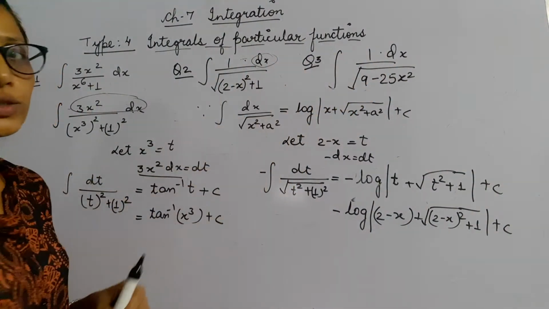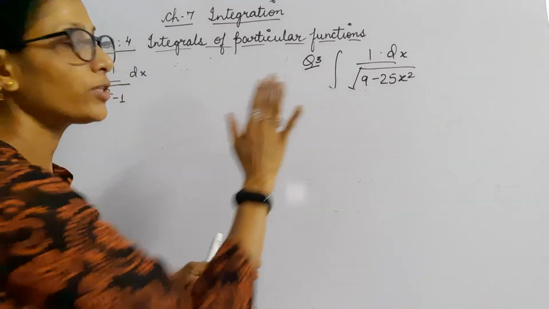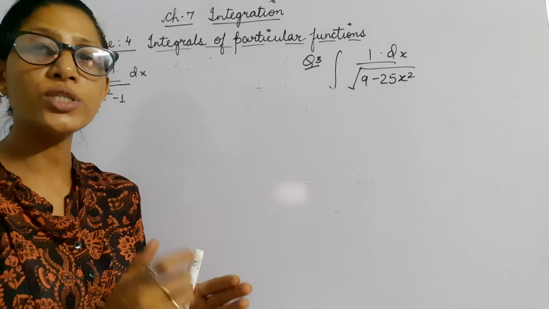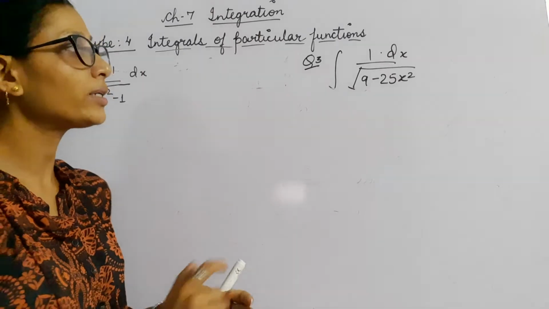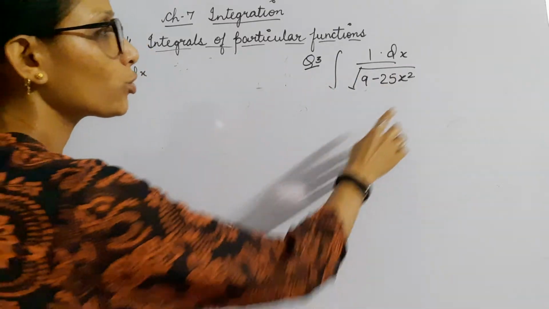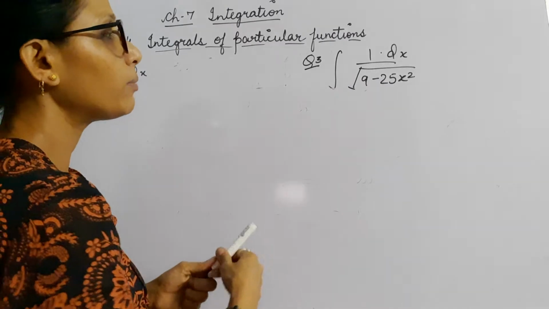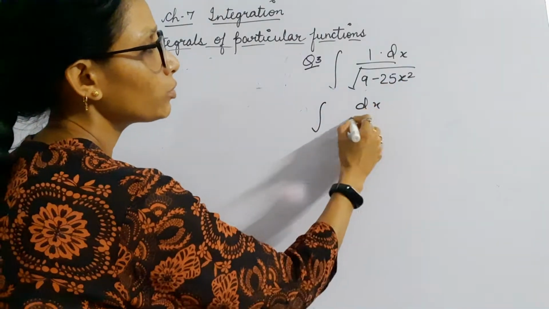Let's see the next question. Children, before doing any of the question of this type, first of all you need to see whether coefficient of x square is 1 or not. If it is not 1, then try to make it 1. So here the coefficient of x square is 25. So first of all I will make it 1 by taking 25 common. So I will be doing it like this.